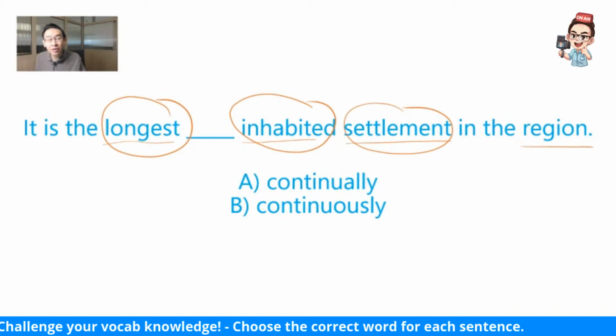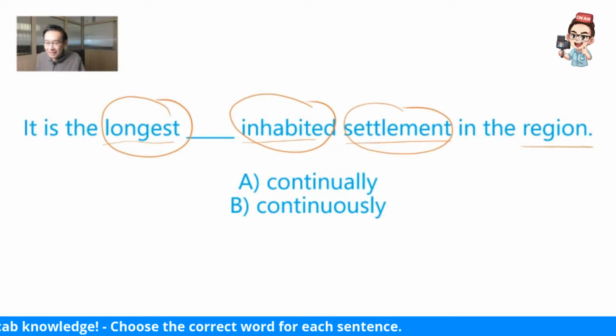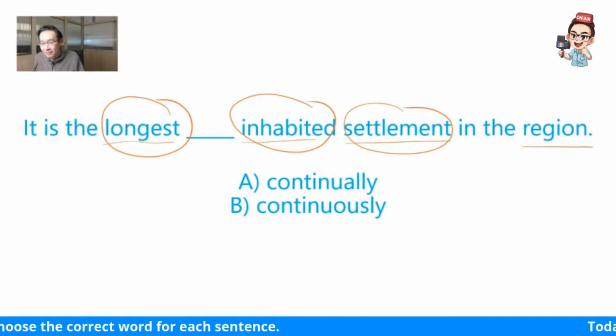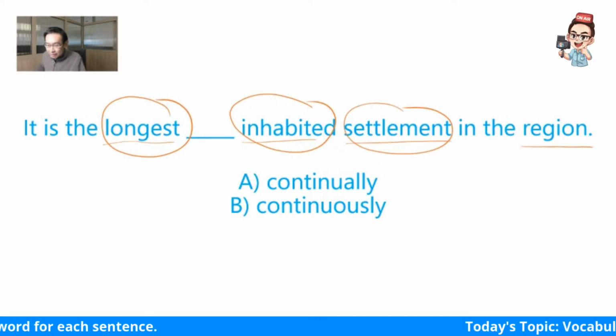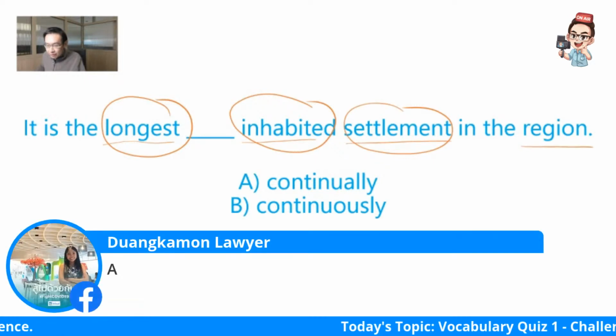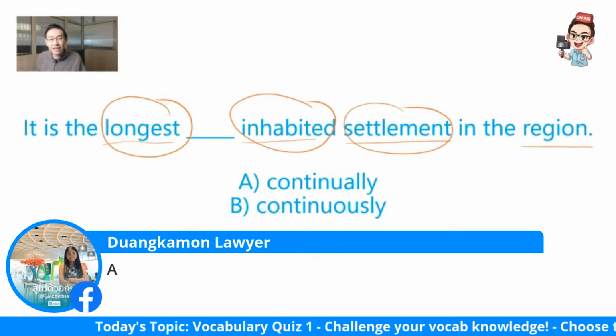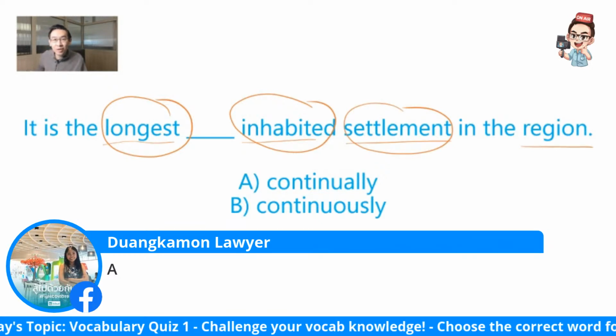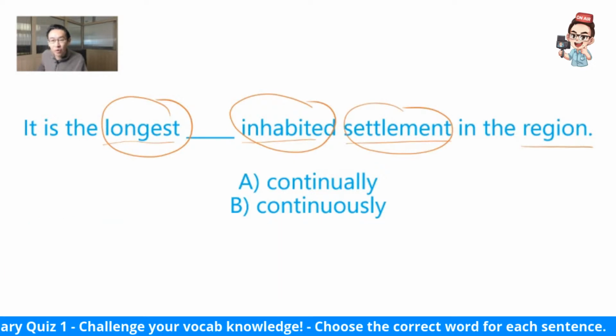Can I have some more answers, please? Is it A or B? What do you think? Okay, we have one more answer from Kun Dongkamon. You said A. Okay, thank you for your answer. Any more answers before we move on?